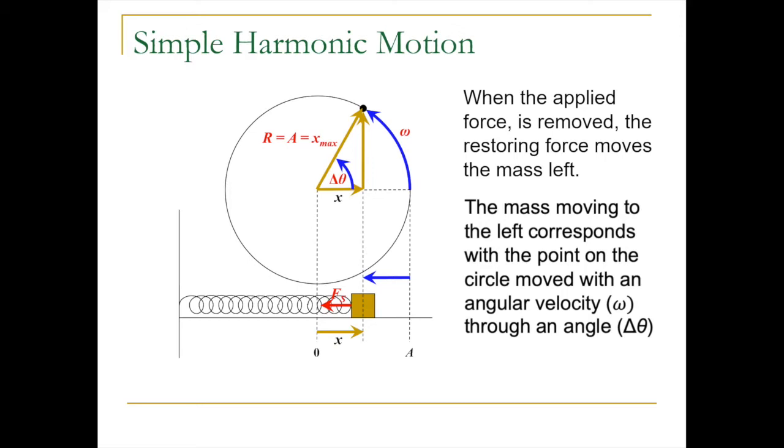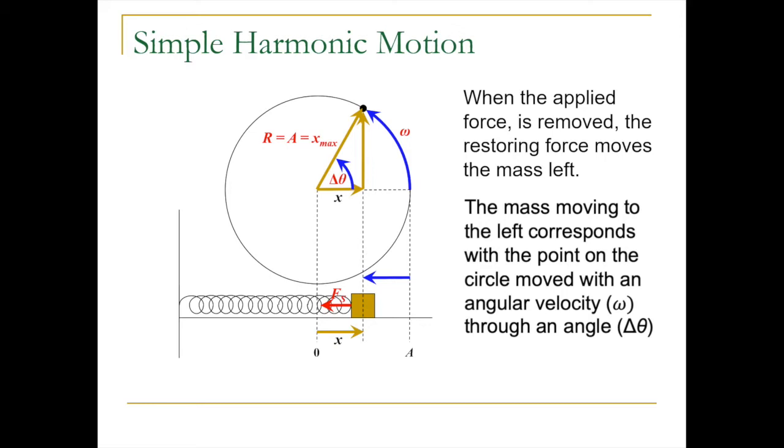And what you'll see is at this point here, we've labeled a couple of different quantities that are worth mentioning. We notice that the horizontal distance that the block is away from the equilibrium point is the same as the horizontal component of this right triangle that we've formed on the vertical circle. You'll also notice that the mass has subtended an angle of delta theta at a velocity of omega.